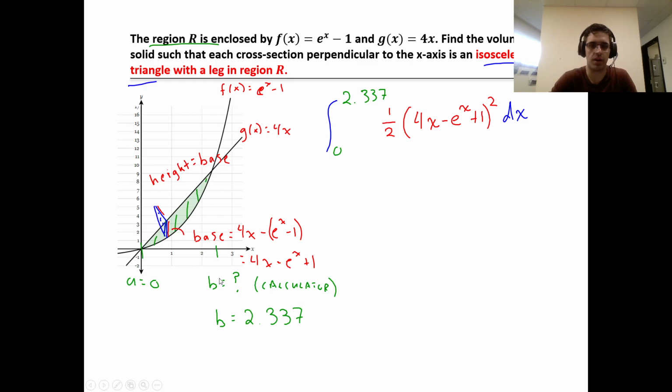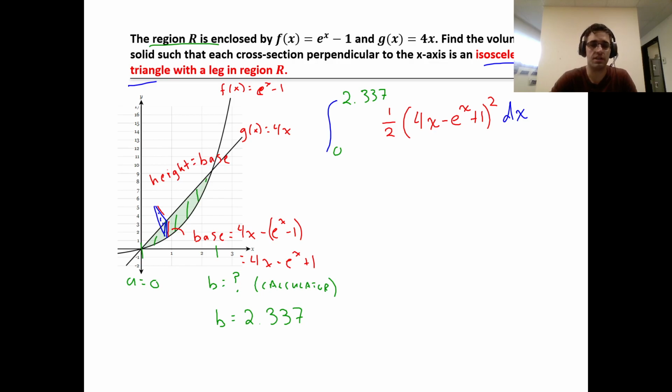And this b value, how do we calculate that b value? Well, two ways we can do it. We want to find when f of x is equal to g of x. So we could take e to the power of x minus 1 and set it equal to 4x and solve for x. But if you know anything about e exponentials, this is actually kind of a complicated solve.